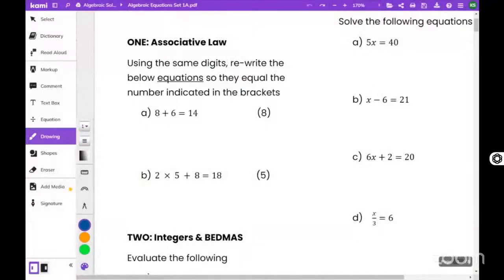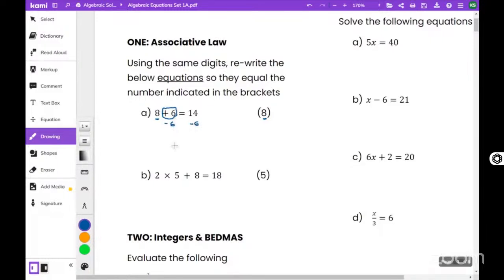So this first question says, using the same digits, rewrite the below equations so that they equal the number indicated in brackets. So this is the number in the brackets, and that is the number in front. And we want to make this equal to everything else. So what we need to do is get rid of the positive 6. We need to make it minus 6 on both sides.